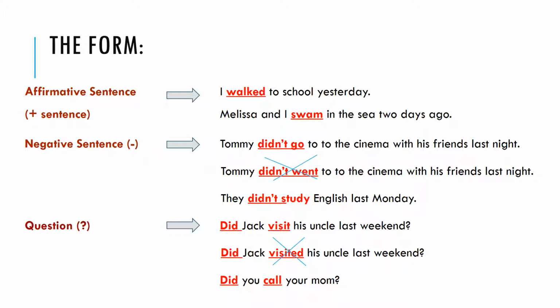In questions, we use the form did plus the person and the verb itself. For example, did Jack visit his uncle last weekend? Like in negative sentences, in questions we don't use the second form of the verb anymore. That's why we can't say, did Jack visited his uncle last weekend? You can't use the second form of the verb in negative sentences and in questions. Did you call your mom is another example of a question in simple past tense.